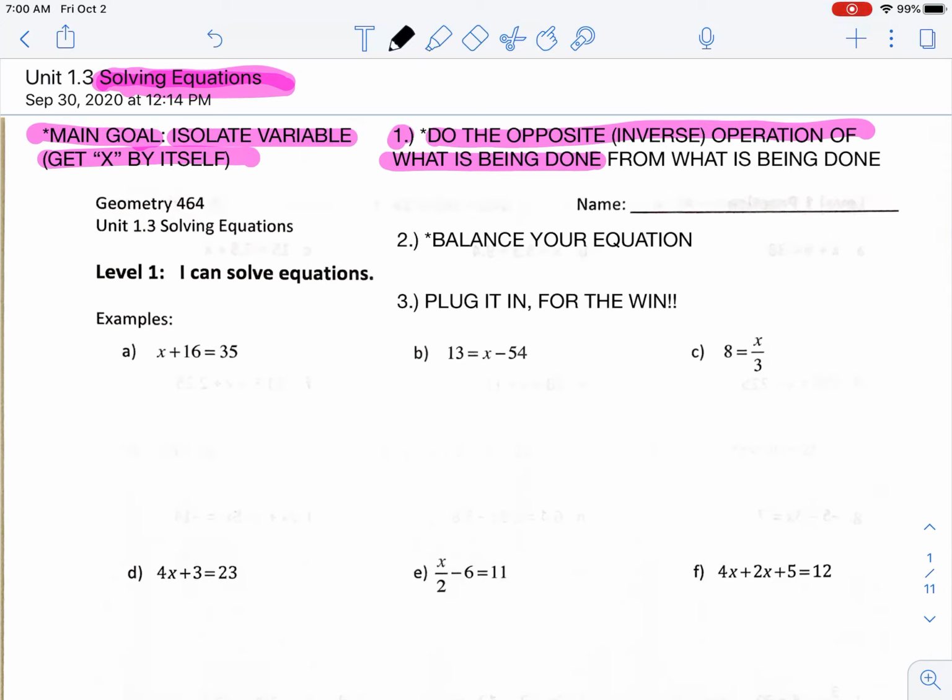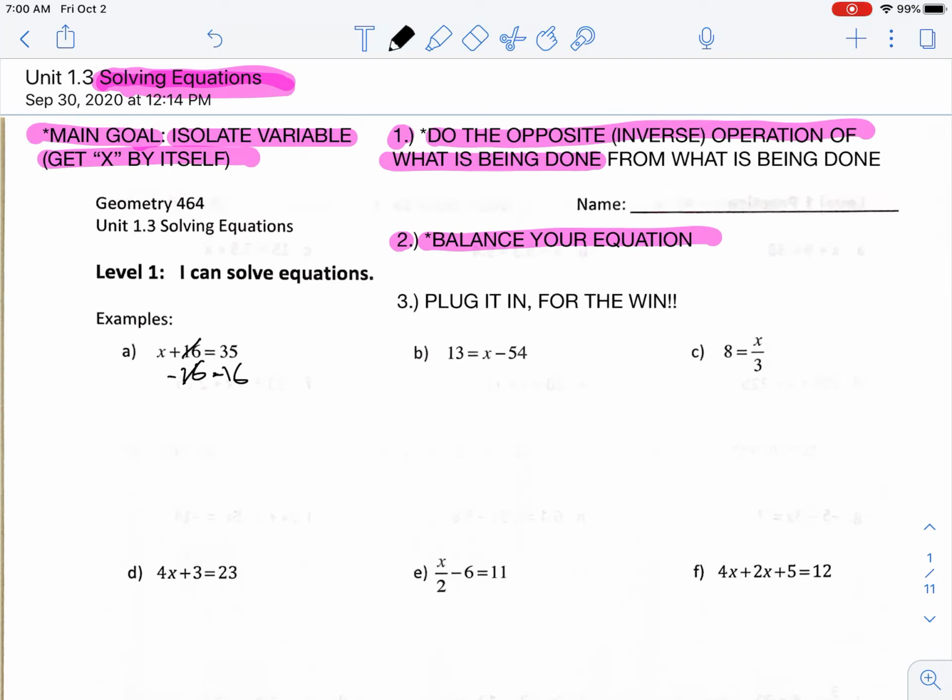So if I want to get x by itself, we got an x plus 16 right here. I want to get that 16 to the other side, so I'm going to do the opposite or inverse of what's being done. If it's plus 16, I'm going to minus 16. But to balance my equation, the next part, very important, I'm going to also take away 16 from this side. These cancel out because 16 minus 16 is 0.